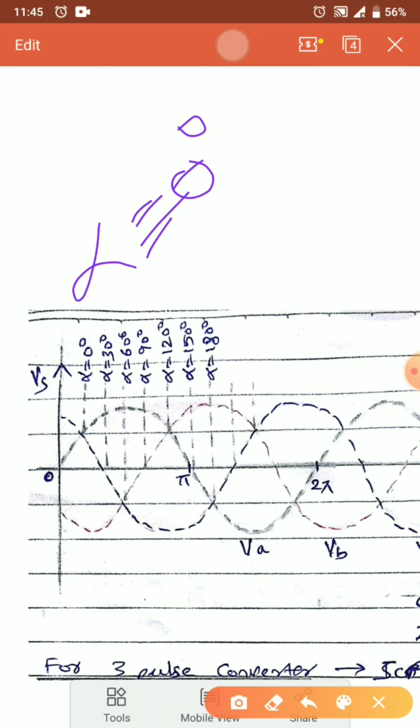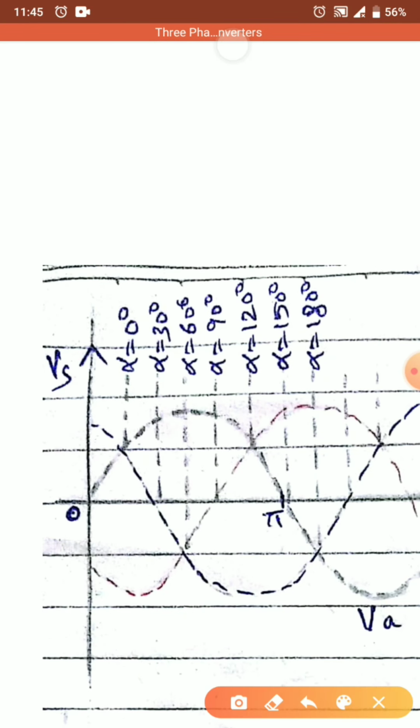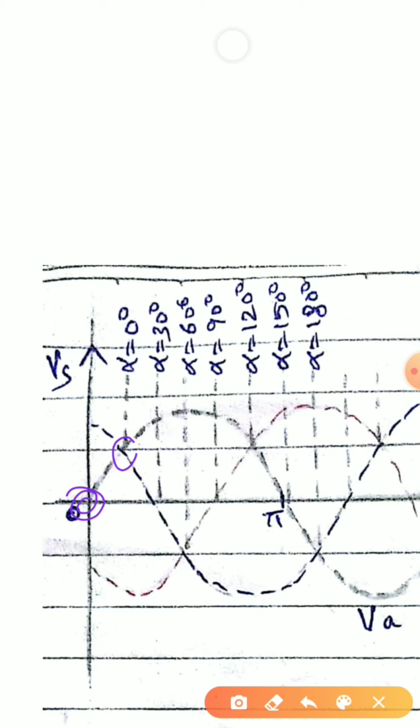When I am talking about three-pulse converters, if I give the firing pulse at 0 degree, the thyristor will start conducting after 30 degrees. This is a very basic concept that we have to keep in mind: at whichever instant I give the firing pulse, this can be any instant x, only after 30 degrees will my thyristor start conducting. In this waveform, it is quite clear that if I give a firing pulse at 0, my thyristor will start conducting at the point I have mentioned here. It is clearly seen that when alpha is equal to 0, it will start conduction only at this point.